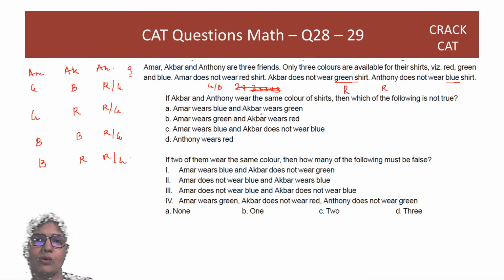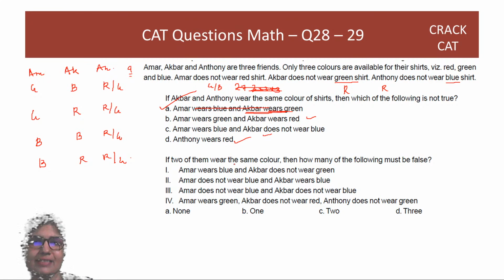So which of the following is not true? Akbar has to wear red. Akbar cannot wear green, so this is not true. Akbar red is fine. Akbar does not wear blue is fine. Anthony wears red is fine. Option A is not fine. So the answer is option A.